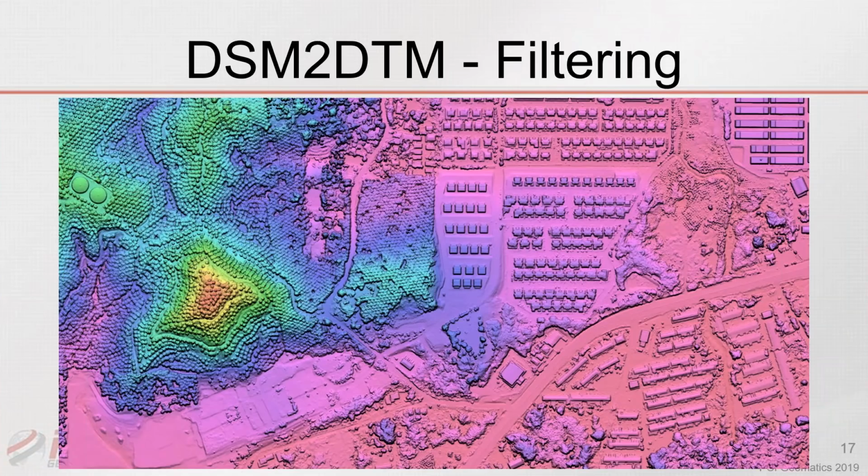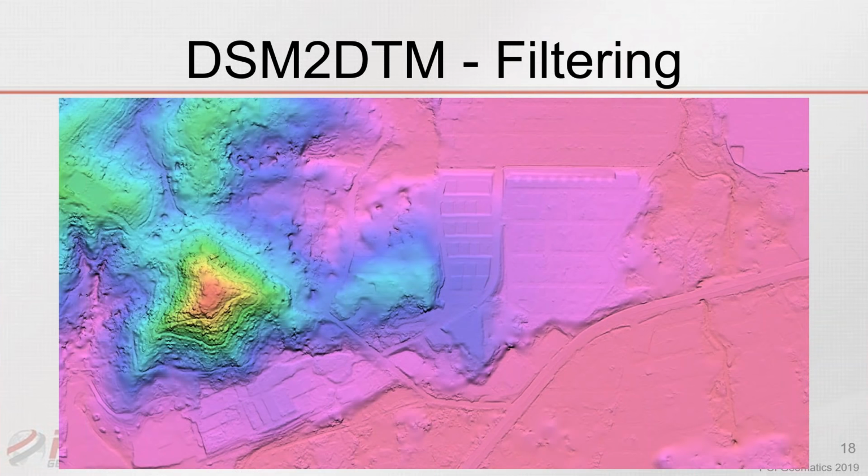This is an example of a highly overlapping data set. In this case, I believe it's UltraCam. You can see a very high quality DSM has been generated. And then we ran the DSM to DTM filtering algorithm on it to remove all of the surface features. So very easy to do that. It's an automated algorithm that will remove the vegetation and the buildings for you.